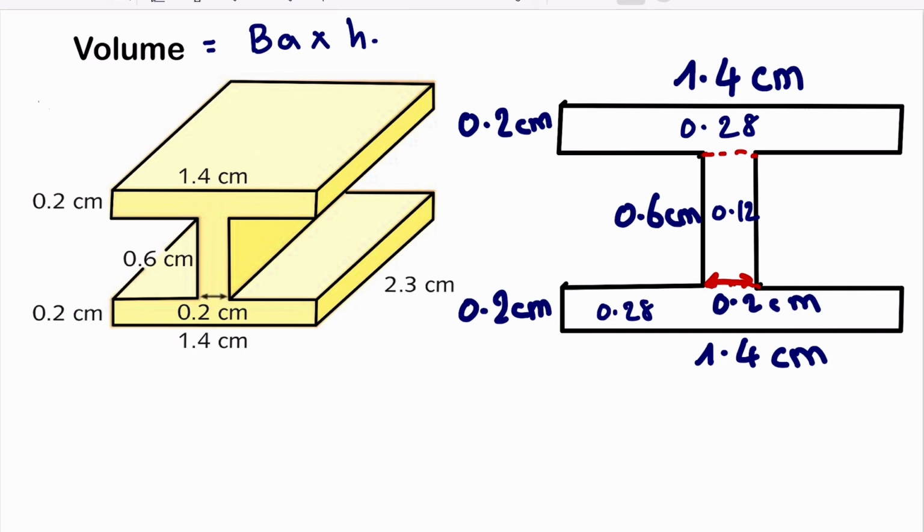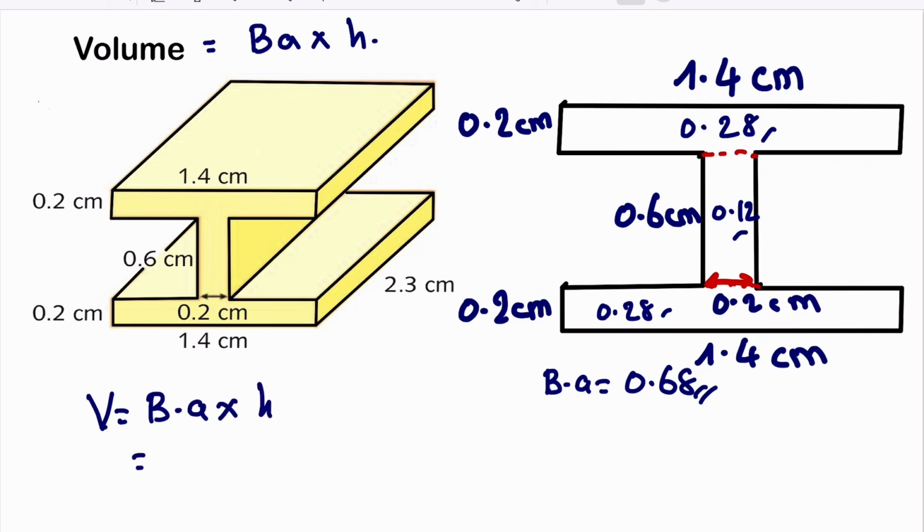If we add them all together, 0.28 plus 0.12 plus 0.28 as well, we are going to get our base area equals 0.68. So that's the base area. We can proceed with the volume. Volume equals base area times the height.